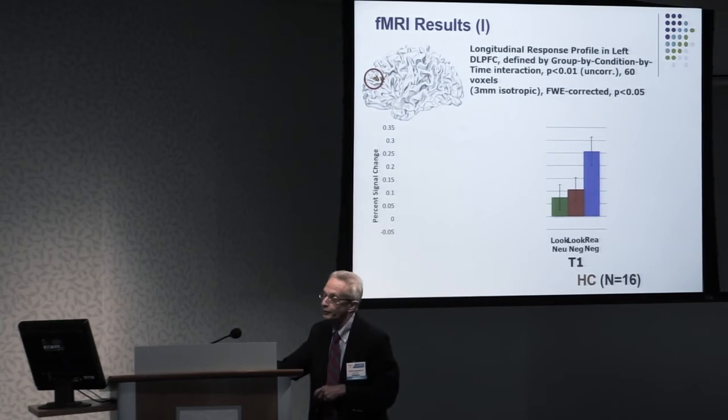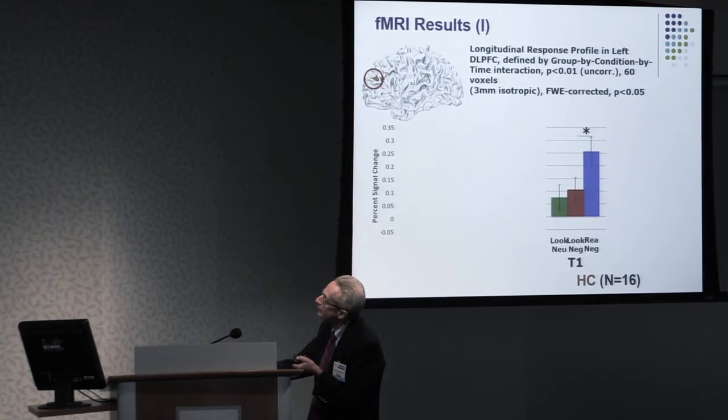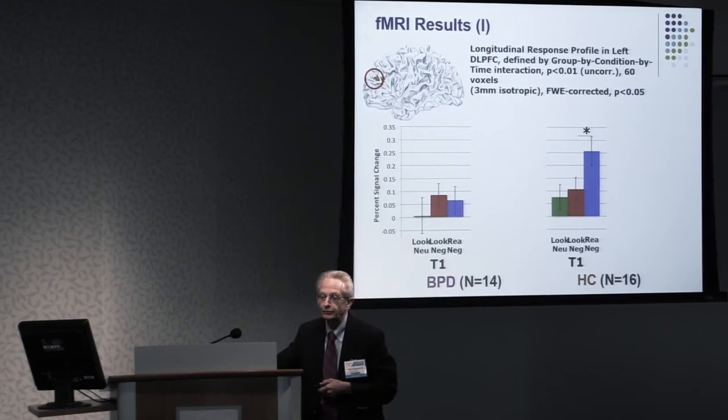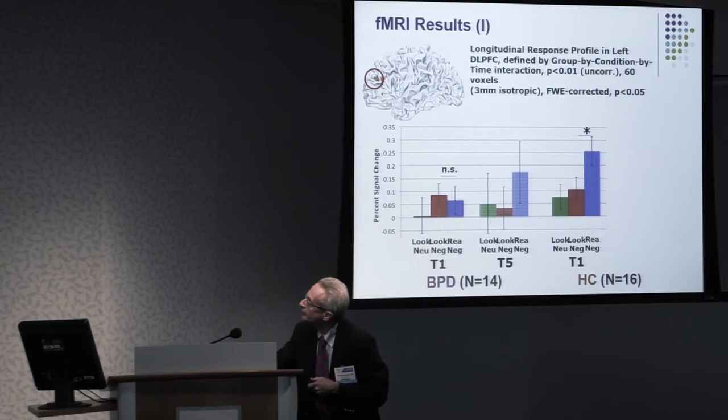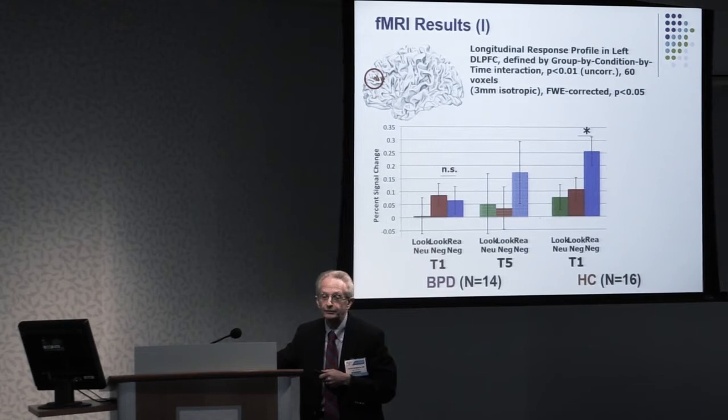What are the borderline patients doing on day one? Well, you see the borderline patients are not bringing on the dorsolateral prefrontal cortex on day one. So what happens after they've had 5 days of practice? So this is the borderlines on day 5. And you see that they are able to bring on the DLPFC when they're distancing. They look much like the healthies did on day one. So we found this very exciting and very encouraging.